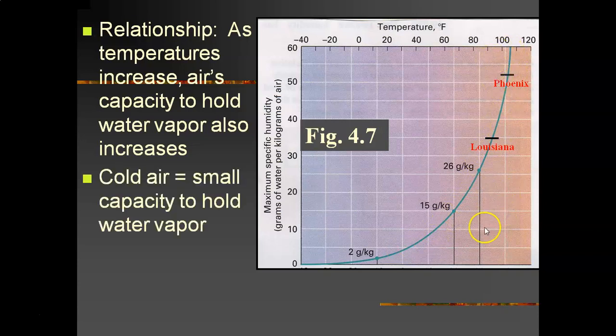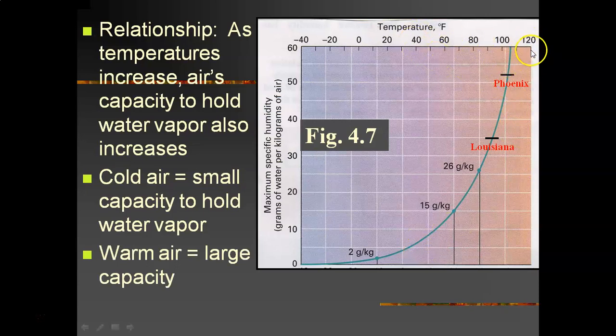So in general, we say that cold air, and progressively colder, has a small capacity to hold water vapor. And if you think about it, cold air contracts and it can't hold much water vapor. And then we say in general, warm air and progressively warmer air has a large capacity, as you can see. And of course, warm air expands, and so you have a larger capacity to hold moisture.